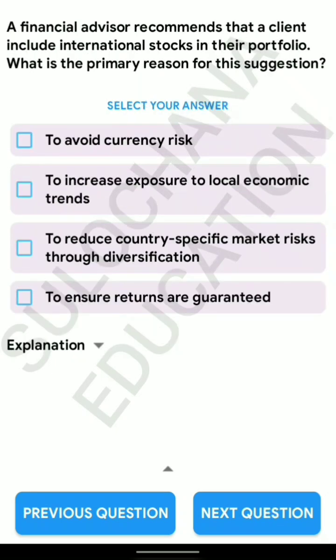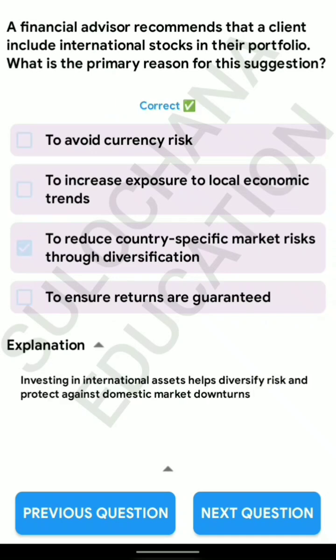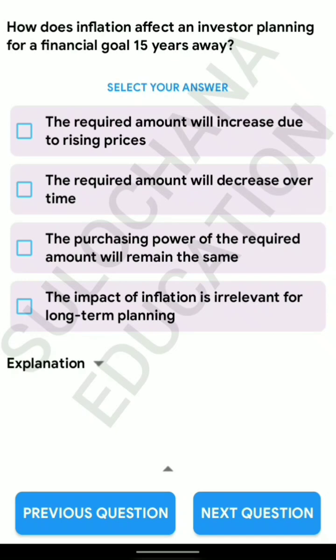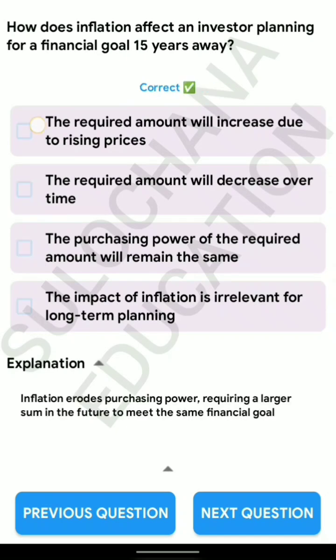A financial advisor recommends that a client include international stocks in their portfolio. What is the primary reason for this suggestion? Options are, and the correct answer is C. To reduce country-specific market risk through diversification. How does inflation affect an investor planning for a financial goal 15 years away? Options are, and the correct answer is A. The required amount will increase due to rising prices.